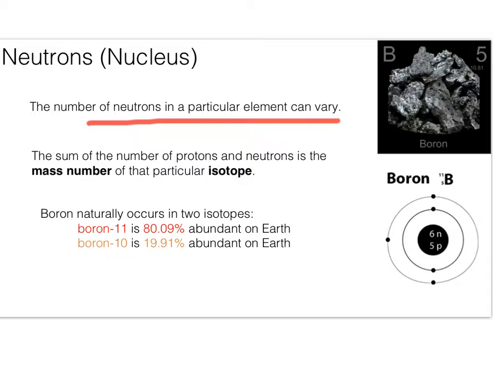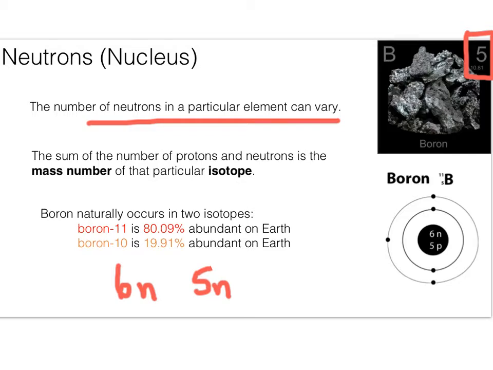Okay, and so when we look at an example like boron, boron always has 5 protons. This is in fact what makes boron boron. If an atom had 6 protons, it would be carbon. If it had 7, it would be nitrogen. So the fact that this particular atom has 5 means that it is in fact boron. However, there are 2 different types of boron on the planet Earth. There's one type of boron that has 6 neutrons, and one that has 5 neutrons.